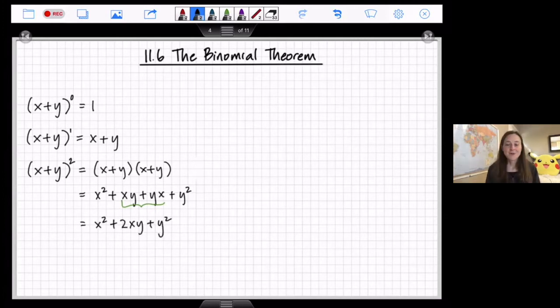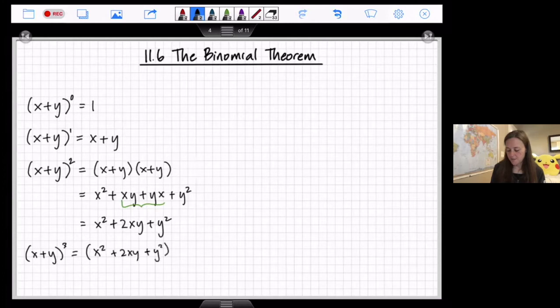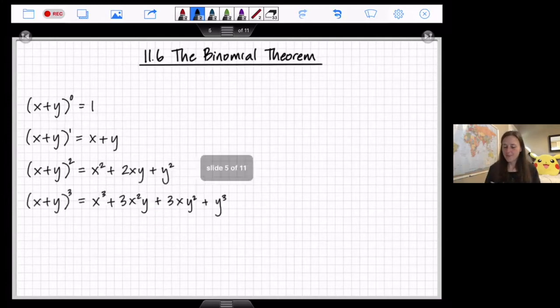On the next slide, we're going to write down what you get when you get x plus y to the third power. So I would have to take what I just got, x squared plus 2xy plus y squared, and multiply it by another x plus y, where I made sure that every term got multiplied by x and every term got multiplied by y. I'm going to skip to the punchline for us. If you do that, you get x cubed plus 3x squared y plus 3xy squared plus y cubed.